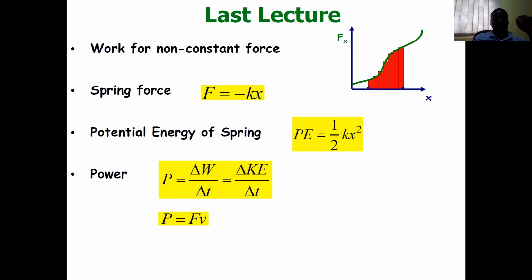Then we also looked at the spring force, which is F equals minus kx, where F is the applied force, k is nothing but the spring constant, and x is the distance that the body actually moves. Now, the potential energy of the spring, we defined as half kx squared.